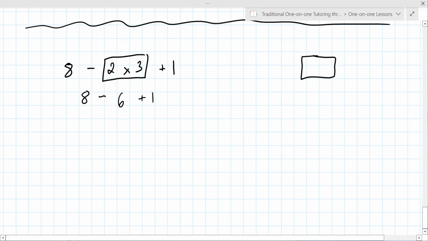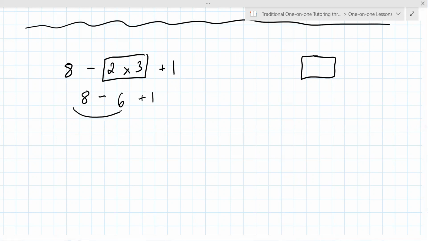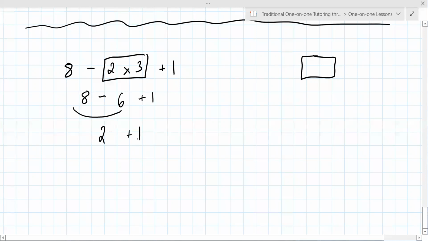Now, because it's subtraction and addition, you just work left to right. So what is 8 minus 6? 8 minus 6 is 2. And plus 1 is 3. All right, so that's your final answer. Okay, let's try another one here.